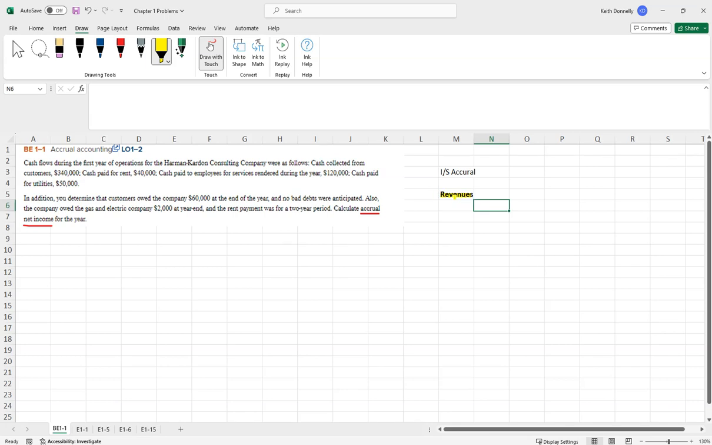Maybe we'll just make them yellow. What are they going to be here? Well, if we look at it, we had cash collected from customers of 340,000, so we'll have 340,000. Let's see what else is going on here. Cash paid for utilities. We're also going to have, in addition, you determine the customers owed the company 60,000 at year end. So 60,000.